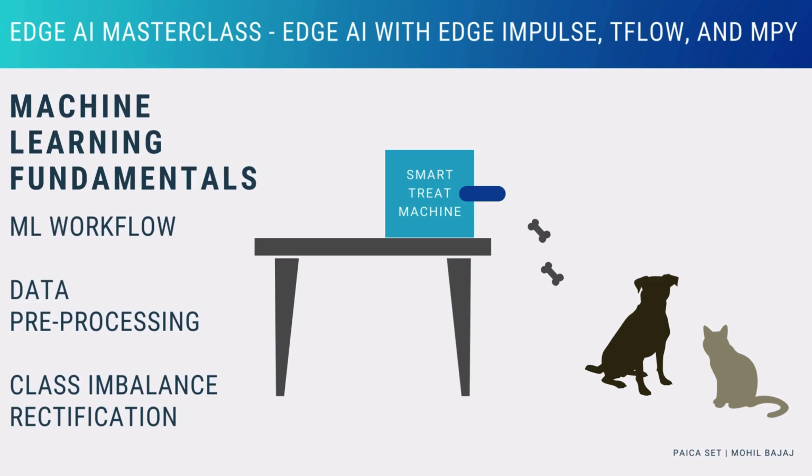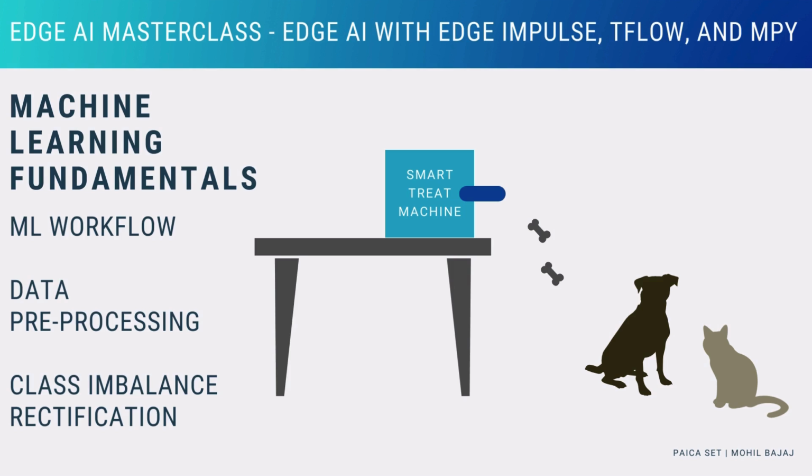Imagine you're building a smart treat box that would give out a dog treat every hour if the animal in front of it was a dog, and a cat treat if the animal in front of it was a cat. To do this, you would need to create a machine learning model that could identify cats and dogs. If your training data to build the model had 900 photos of dogs, but only 100 photos of cats, the model might learn to favor dogs.